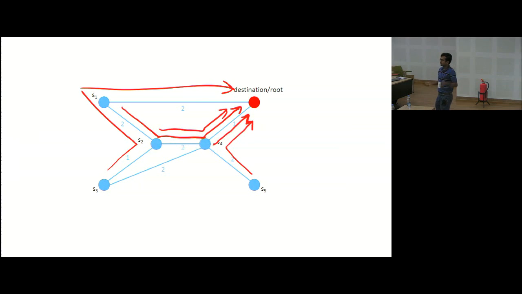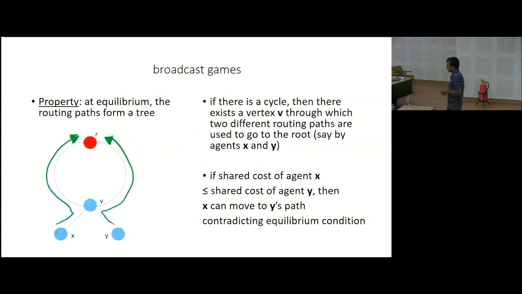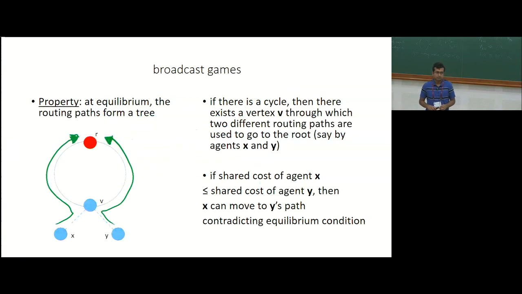All right, so what's special about broadcast games? Here's one thing. The first property that's special is that you can prove that all the equilibrium states are in fact trees. So there will be no cycles at equilibrium. This seems intuitively like the right thing to do. I have everyone sending traffic to a single vertex. Why should I use cycles? But let's look at a more formal way of showing this. So let us imagine that there is a cycle at equilibrium. I want to refute this possibility. Now there are two possibilities.